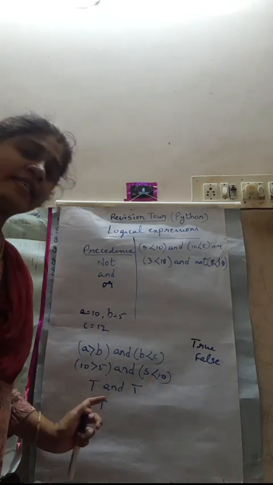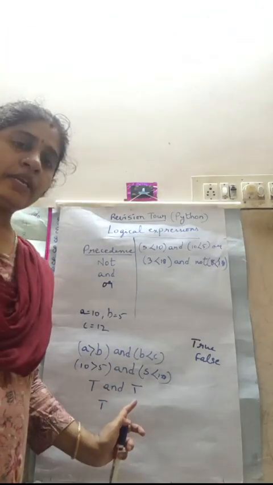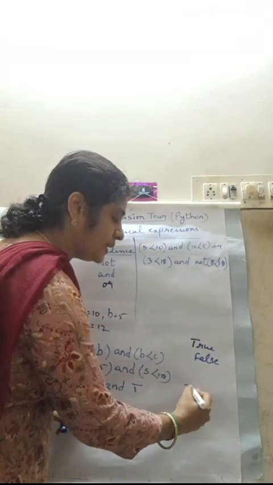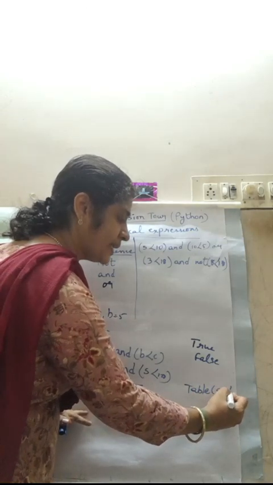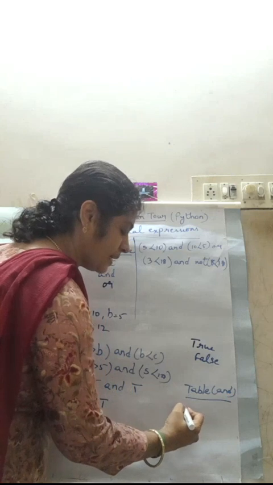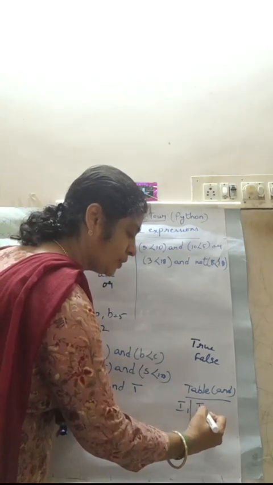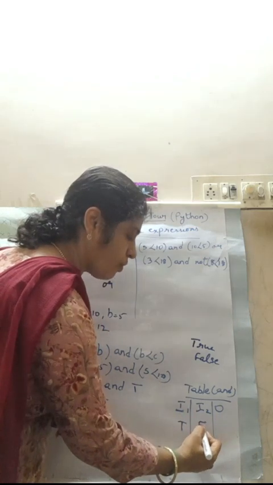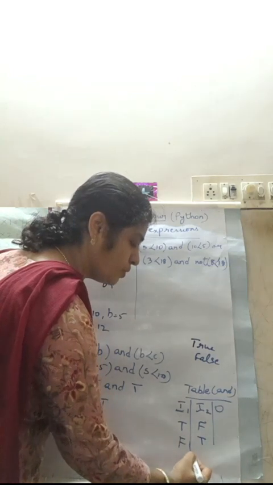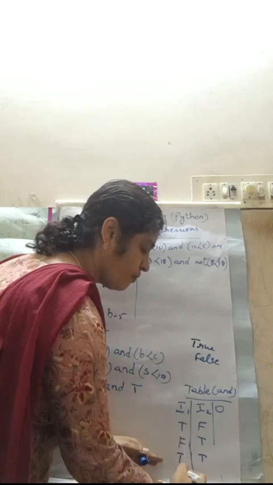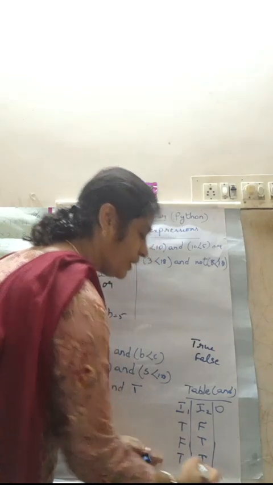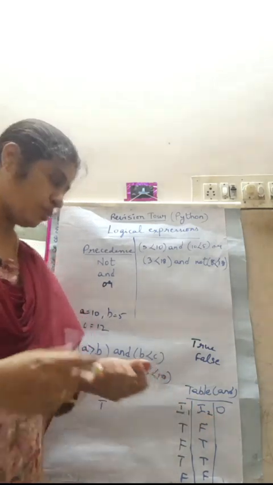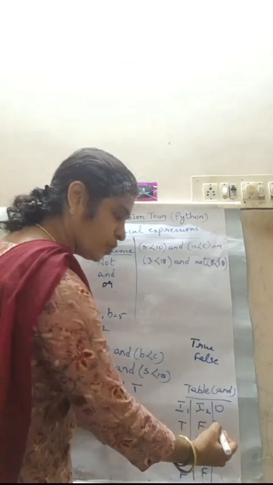Now how are we saying that true and true is true? Because in the case of the AND operator, you will get true only if all inputs are true. So you have to remember this table for AND: input 1, then input 2, and what will be the output. I have the combinations true, false; false, true; true, true; and false, false. As I told you, in the case of AND, it will give you output true only if all inputs are true. So in this case, one input is false, so the output is going to be false.